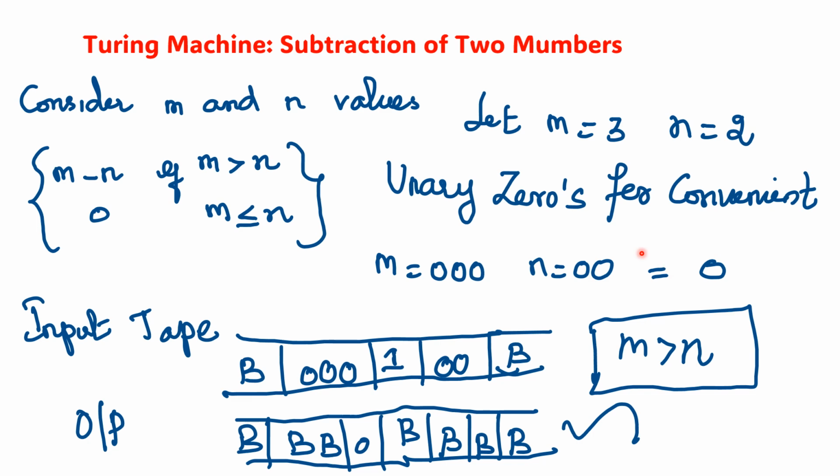And for our convenience, we have to convert the given numbers to 0s. For example, we can say unary zeros: 3 zeros and 2 zeros. So finally the answer will be 1 zero, and it will be left on the tape. So this is your input tape and the expected output tape. All should be blank, with at least 1 zero left on the tape. So this is the logic behind this.